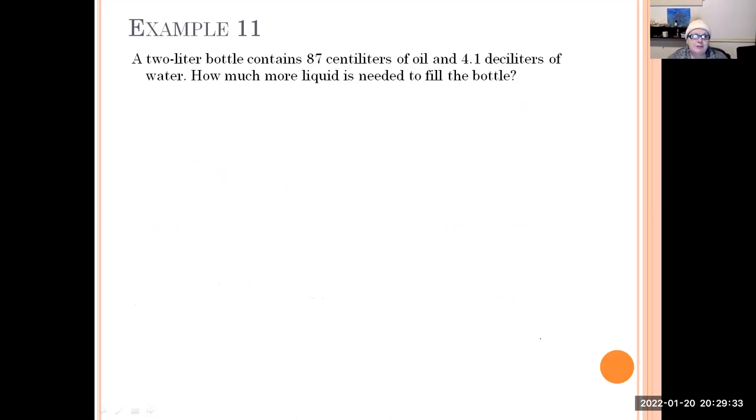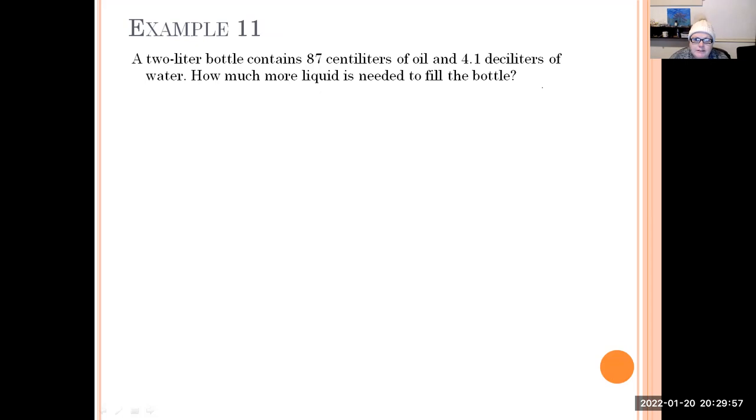Example 11. A 2-liter bottle contains 87 centiliters of oil and 4.1 deciliters of water. How much more liquid is needed to fill the bottle? All right. So we've all seen a 2-liter bottle. If you go to any convenience store or grocery, we've got 1 liter, 2 liter, and 3 liter bottles. The 2 liter is what people typically are purchasing.